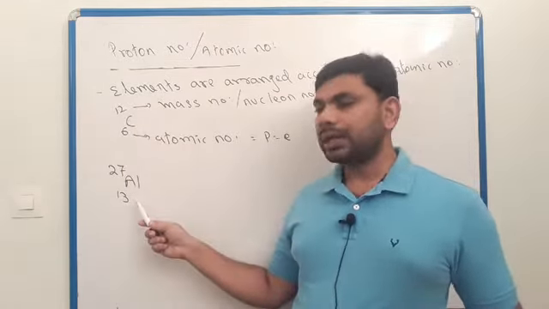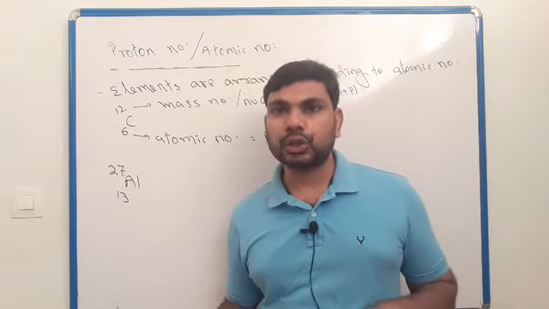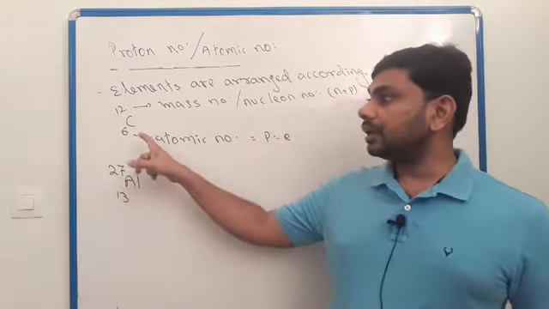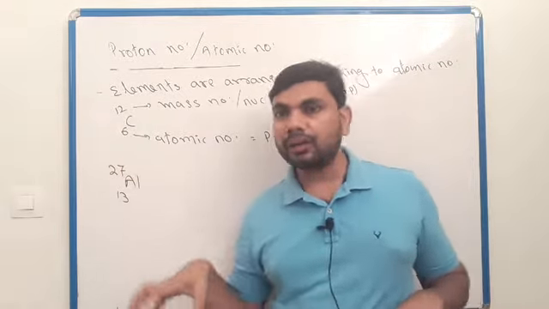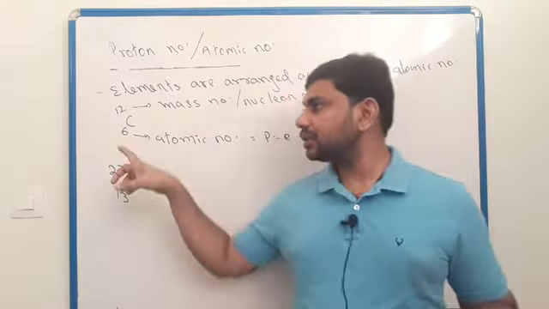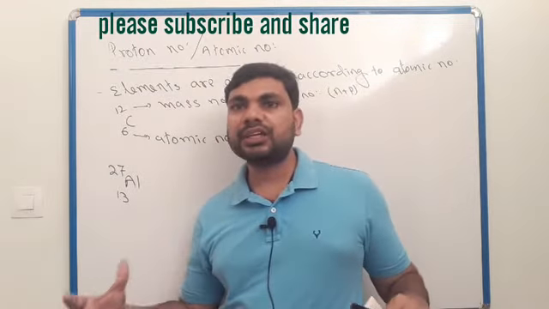Here I told you carbon 6, 12. This 6 is called the atomic number, or proton number. Proton number means the number of protons inside the nucleus of carbon, which is 6. The lower number is always called the atomic number or proton number. The higher number, here 12, is the mass number. Mass number is also called nucleon number.